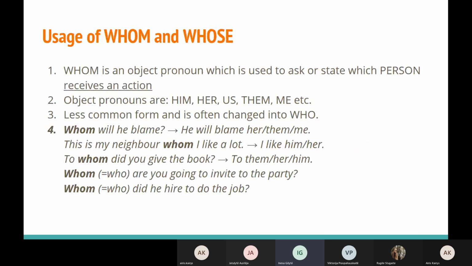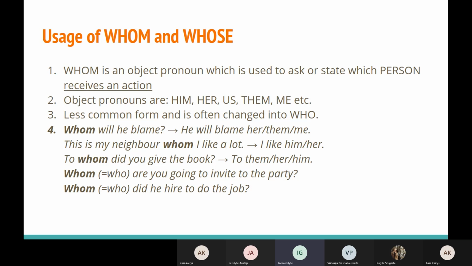Now for the next slide, I want to really put emphasis on the usage of whom and whose, because it might be difficult to distinguish between those two words sometimes. I want to emphasize that whom is an object pronoun which is used to ask or state which person receives an action. So I really put emphasis on person, but as you know, whom and whose are only used when we talk about a person, as well as who.